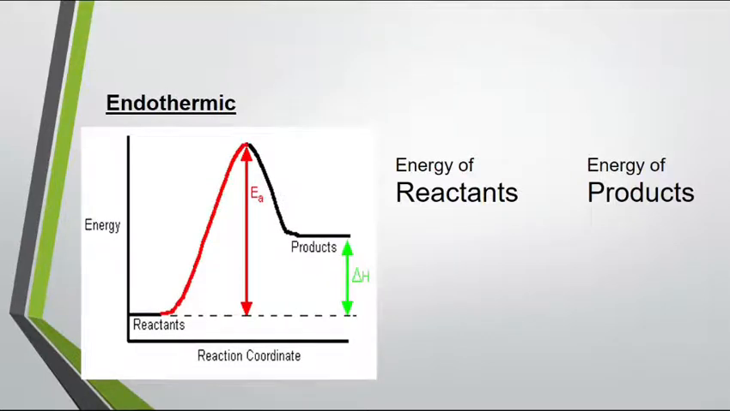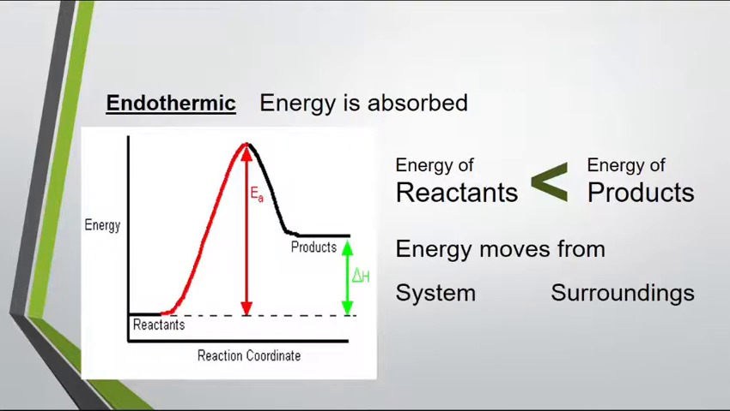Endothermic is going to be the opposite. Here you can see visually that our products have more energy than our reactants have, because during the process of this chemical reaction, more energy went into our system. Energy was absorbed into the system from the surroundings. And because more energy was going into the system, that meant that it is gaining energy, meaning a positive delta H will always be seen. And you can see that our overall energy is increasing from the beginning to the end of this reaction.